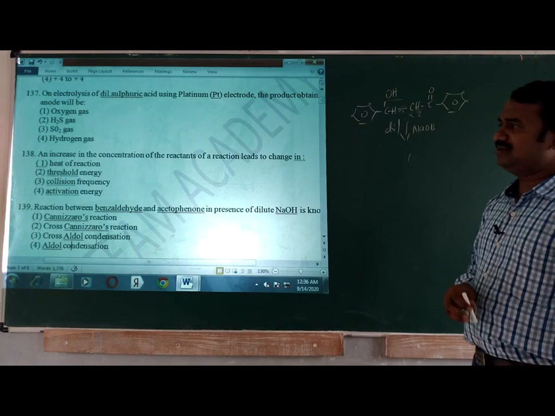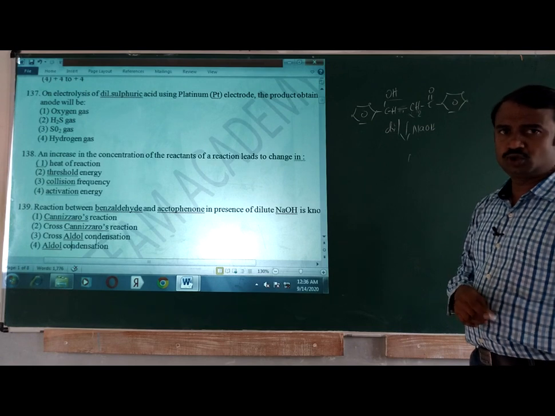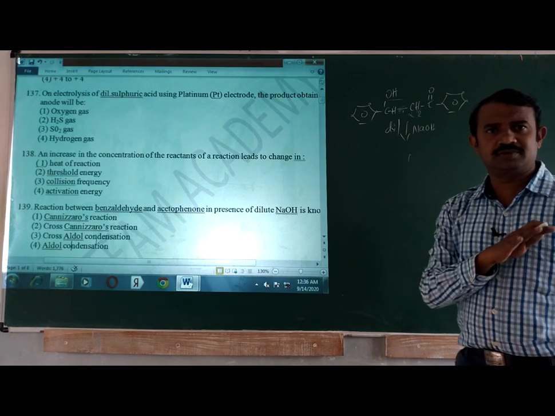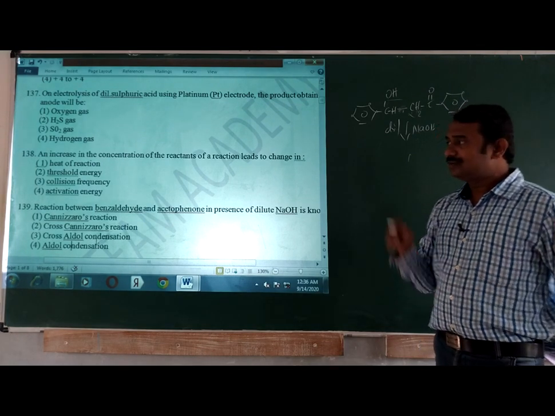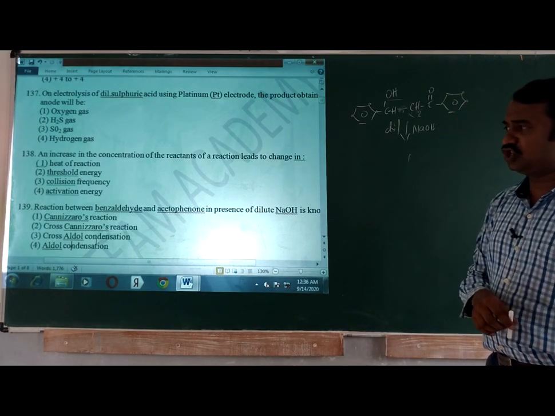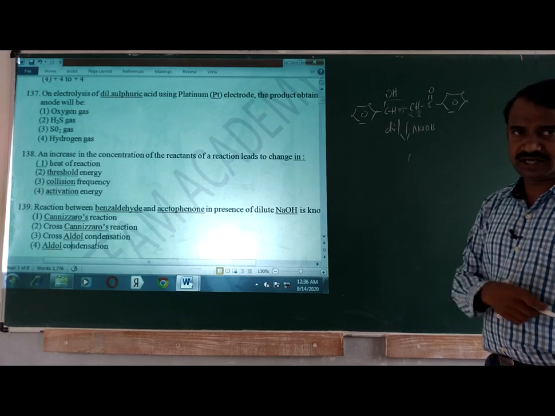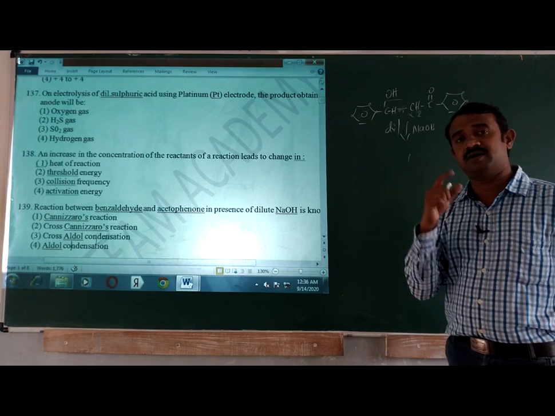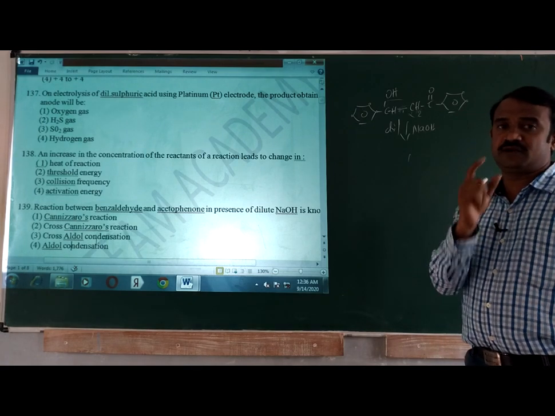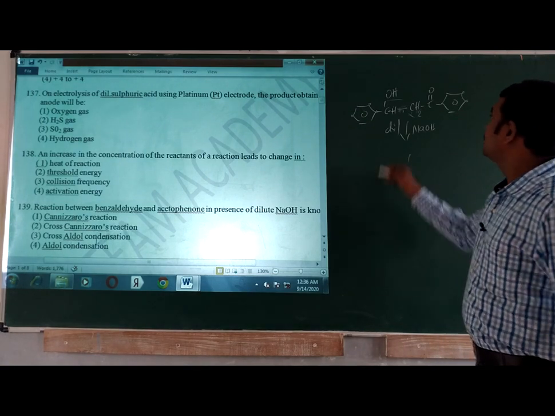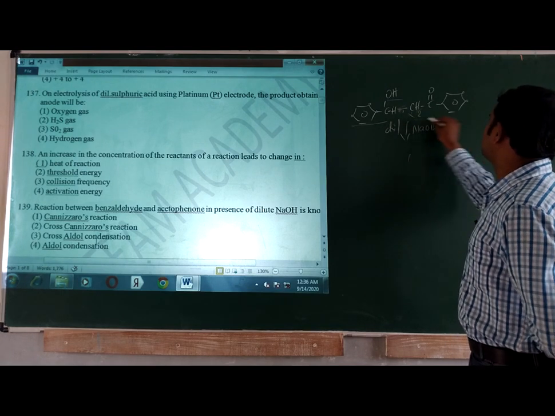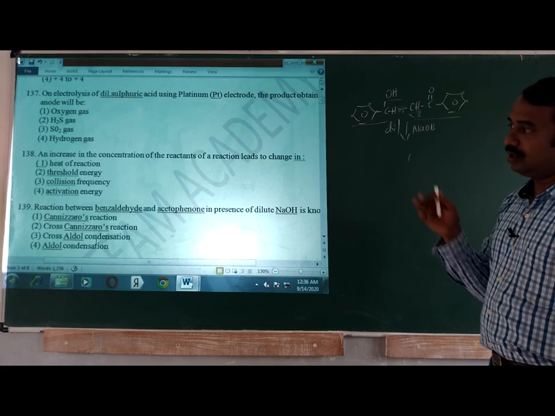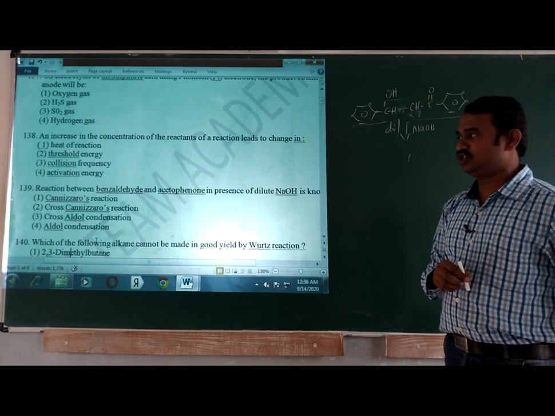Coming to the options, the Cannizzaro reaction, no. The second one is cross Cannizzaro reaction, and cross Cannizzaro reaction is not there. The third one is cross aldol condensation and aldol condensation. Aldol condensation means you use the same kind of compound, 2 moles of aldehydes or 2 moles of ketones, but here one is an aldehyde and another is a ketone, which is called cross aldol condensation. The answer is cross aldol condensation.